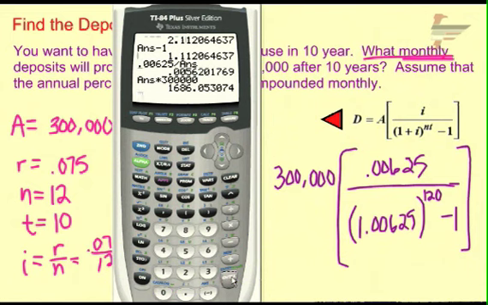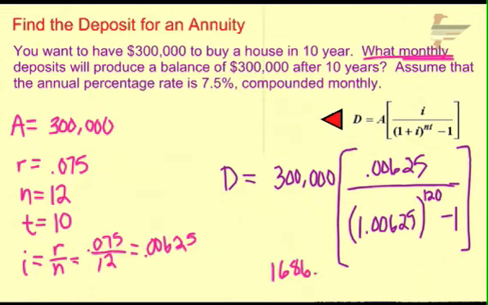And we find out, every month we have to deposit $1,686.05. So that's our monthly deposit. If we do that for 10 years, we'll have the $300,000 to buy a house.